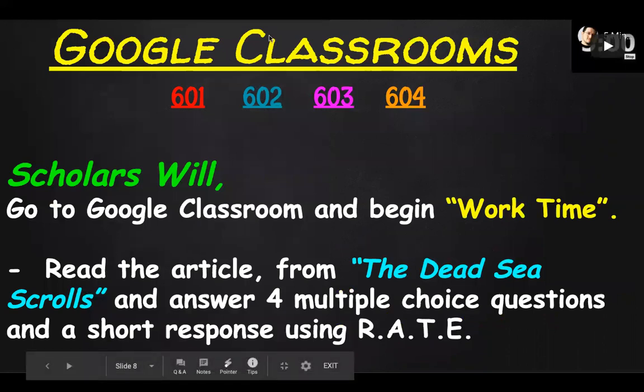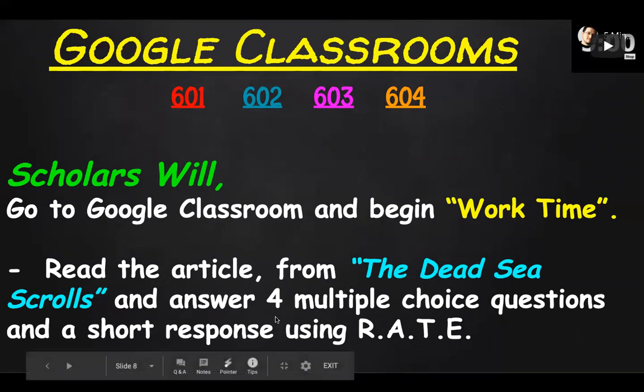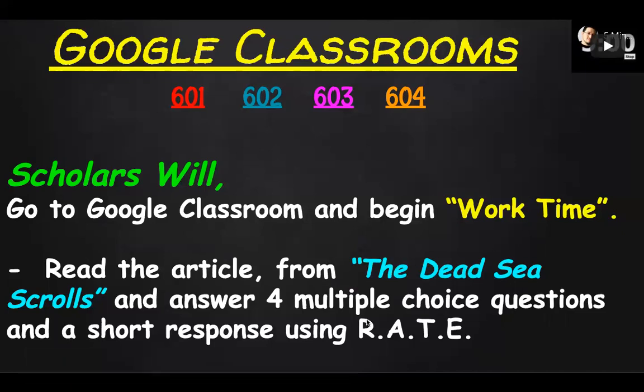All right, so we're going to move on to Google Classroom. What you're going to do now is begin your work time. You're going to read the article on the Dead Sea Scrolls, and answer the 4 multiple choice questions and the short response using RACE. If you have not completed your entry task, you're going to do that before you start your work time. Are there any questions?